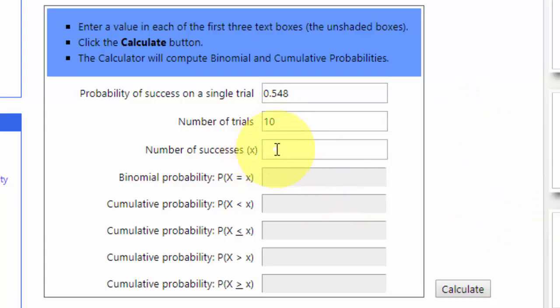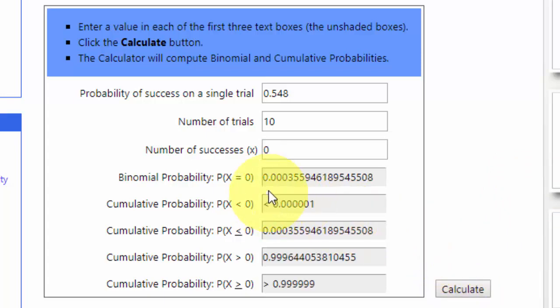And here we have to individually enter, well, what is the probability that he doesn't make any baskets? And here we see the probability that he doesn't make any baskets. GeoGebra told us 0.0004. Here we get 0.000355, and so on. So GeoGebra rounds to 4 places, which is adequate for the problems that we do in My Open Math.